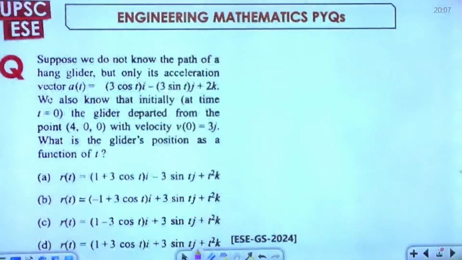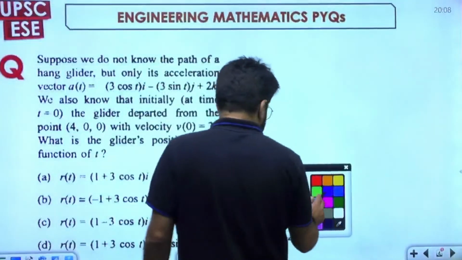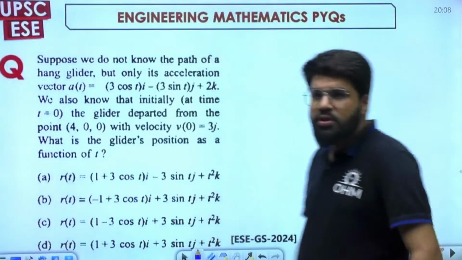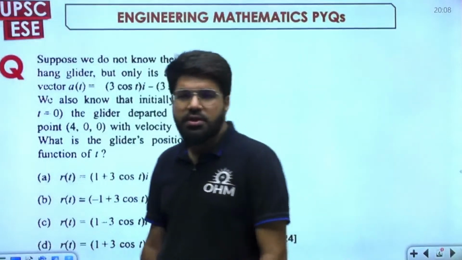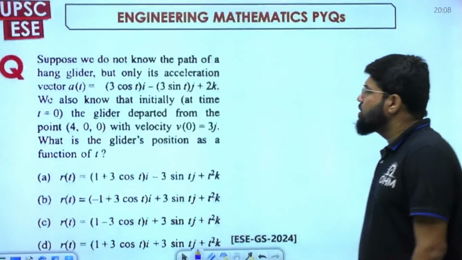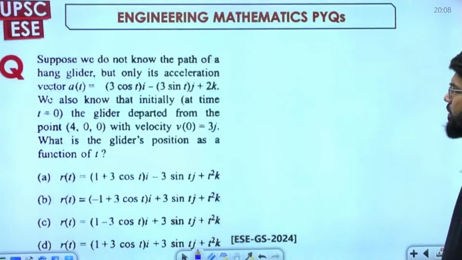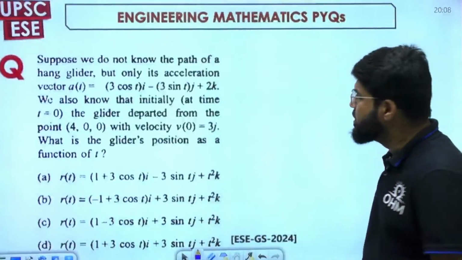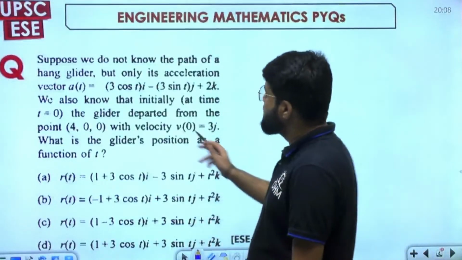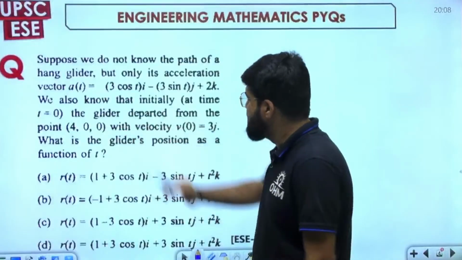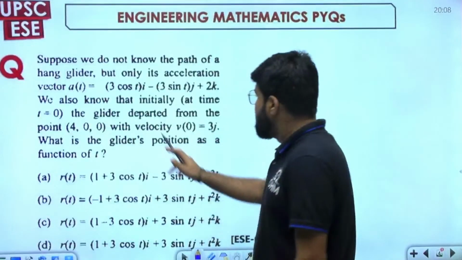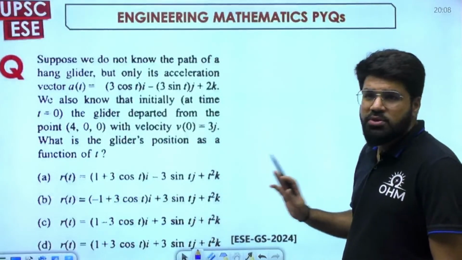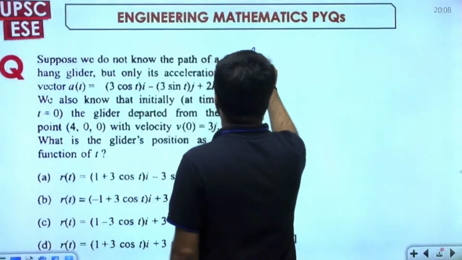Let's get moving ahead. Now the first question on screen for you. Have a look into this question. Suppose that we do not know the path of a hang glider, but only its acceleration. It's a basic physics question, I would say, requiring a little bit of calculus. We also know that initially the glider departed from this point, so the initial position is known, and the initial velocity is given to you. What is the glider position as a function of t? So what is given to you is the acceleration.